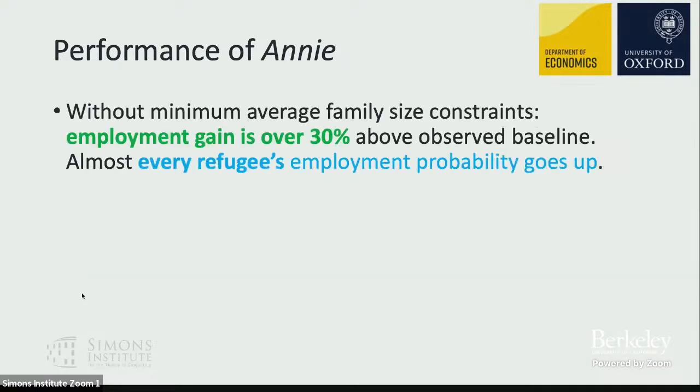We can get the employment rate from about 30% to about 40% by doing optimization. So this is a 10 percentage point difference. It's a 30% difference in terms of employment. So this is massive, I think.